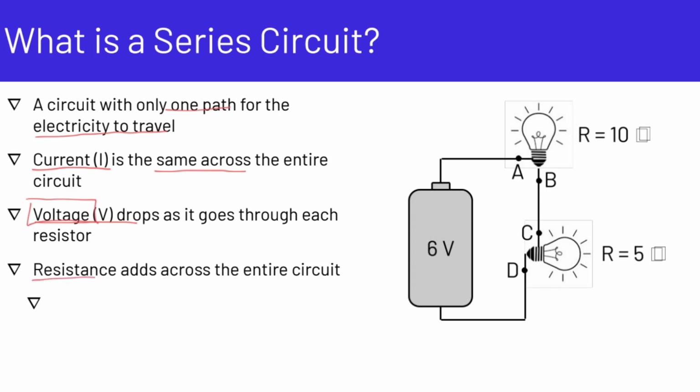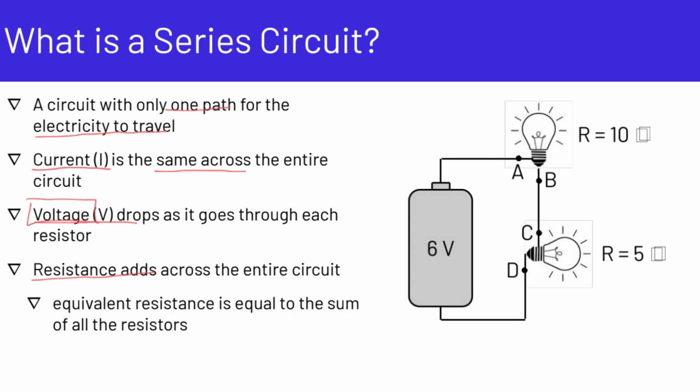Resistance adds across the entire circuit. So the resistance adds. Equivalent resistance is equal to the sum of all the resistors. We can think about this thing called the equivalent resistance being the sum of all the resistors.